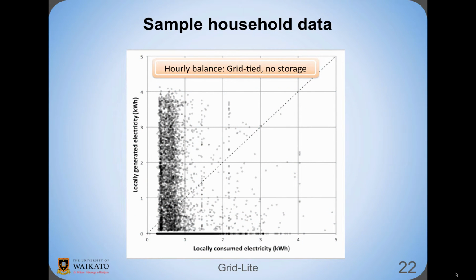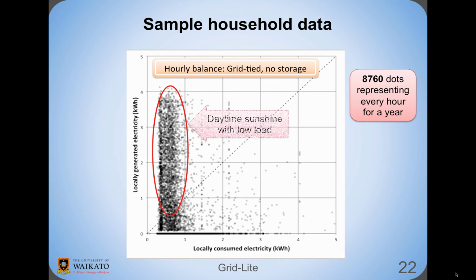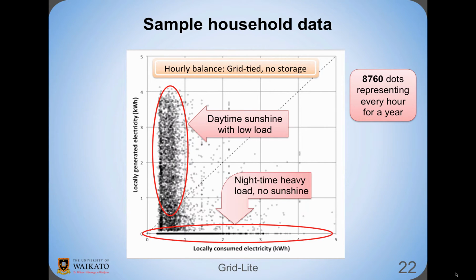This first example describes a basic grid-tied scenario without any storage. The dots represent the hourly balance, so there are 8,760 of them. This vertical column represents an excess of generation, obviously during the daytime when the sun is shining and the household load is not high. And this dense set of dots forming a horizontal line shows load without any generation, the nighttime situation.